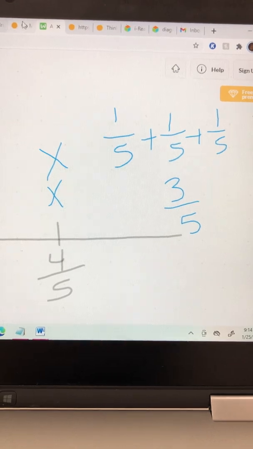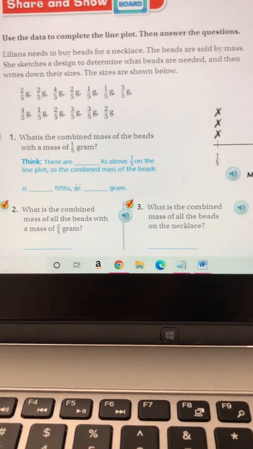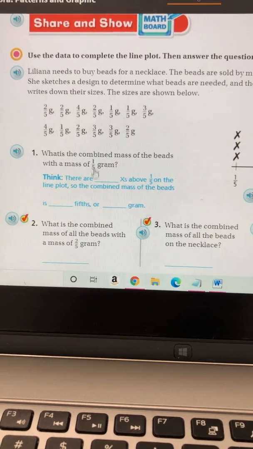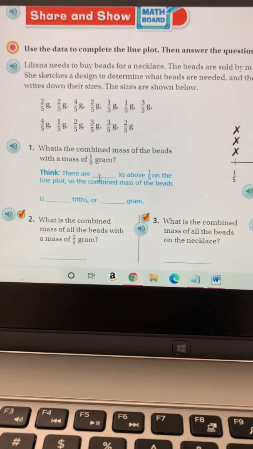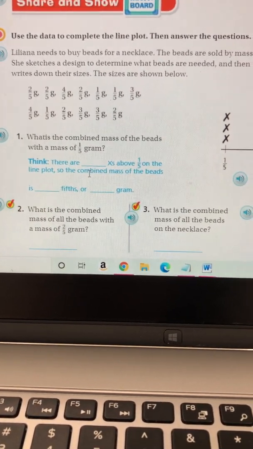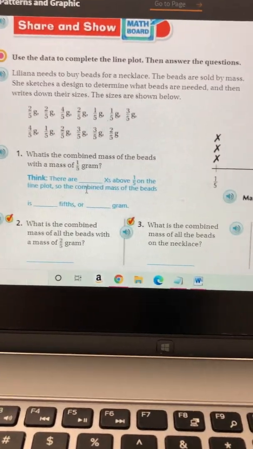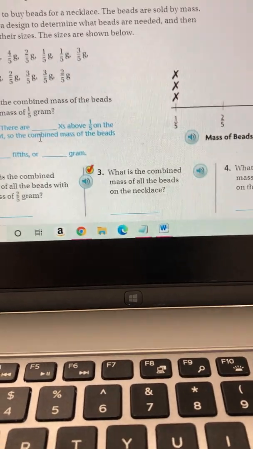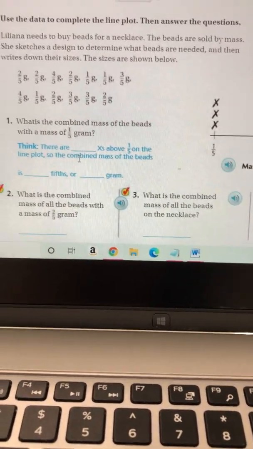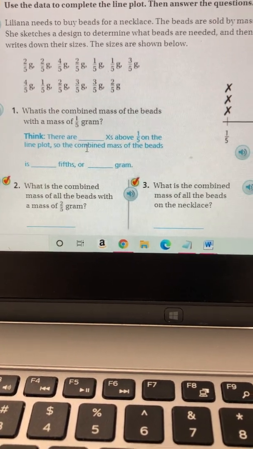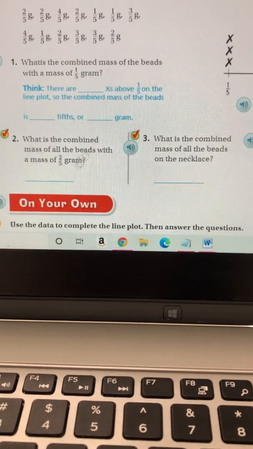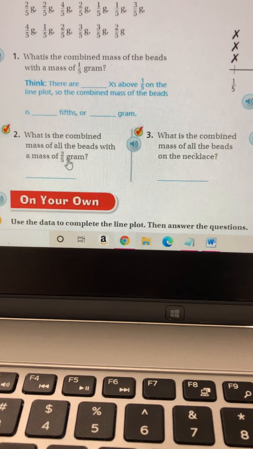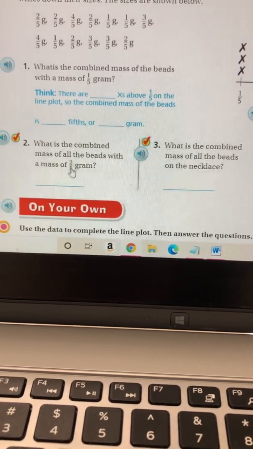So to answer this first question, what is the combined mass of the beads with a mass of 1/5 gram? We're going to put 3/5, okay? Now, for number 2, it says, what is the combined mass of all the beads with a mass of 2/5 gram? So same thing, combined mass, we're gonna add again all the ones that have 2/5.